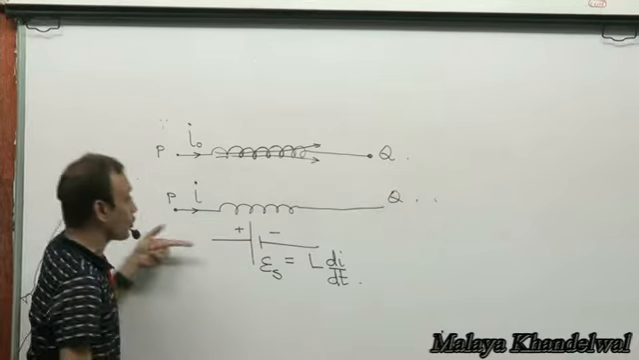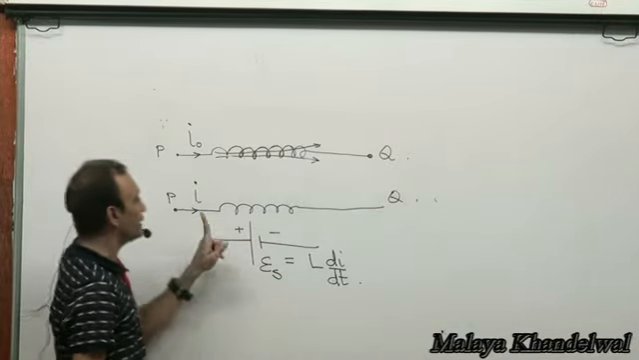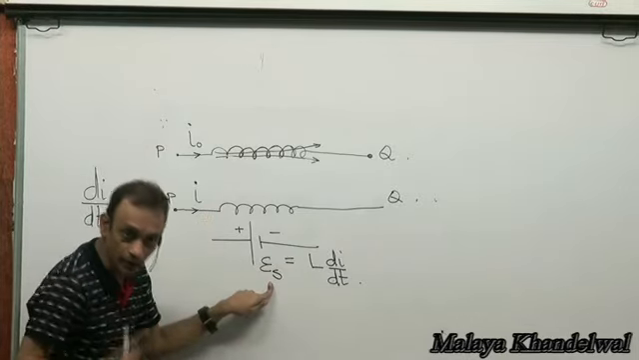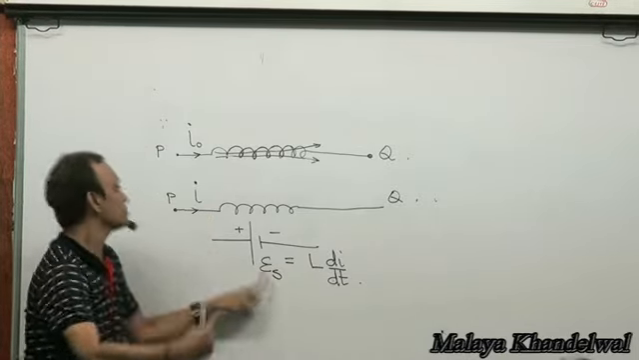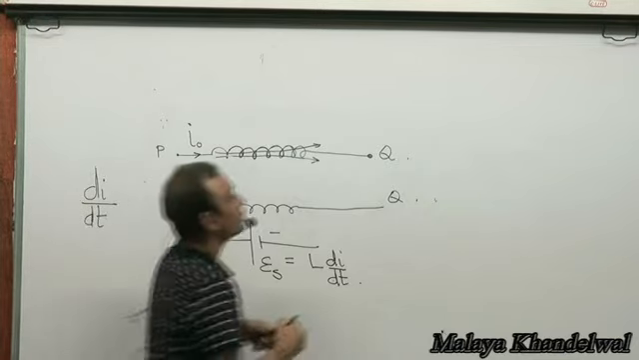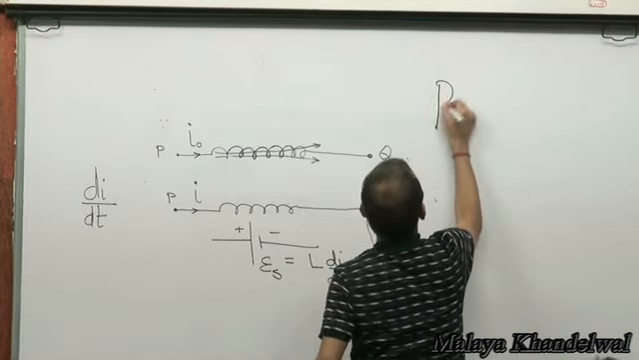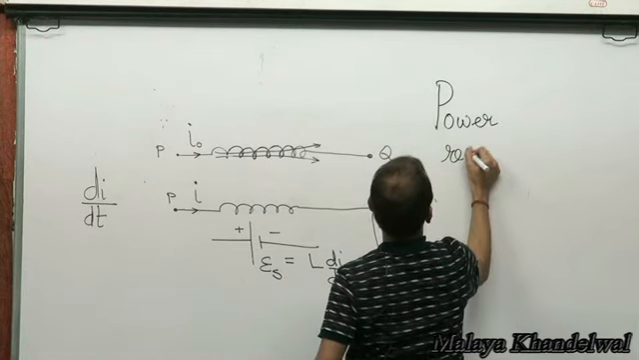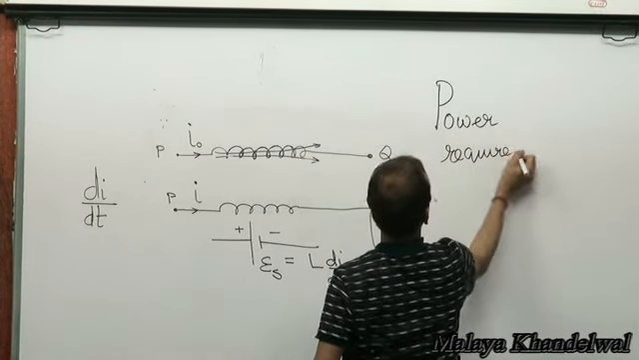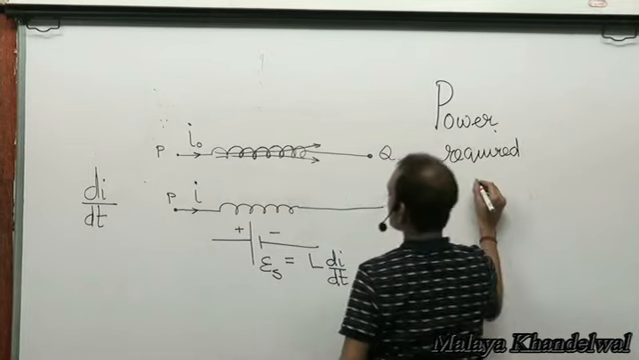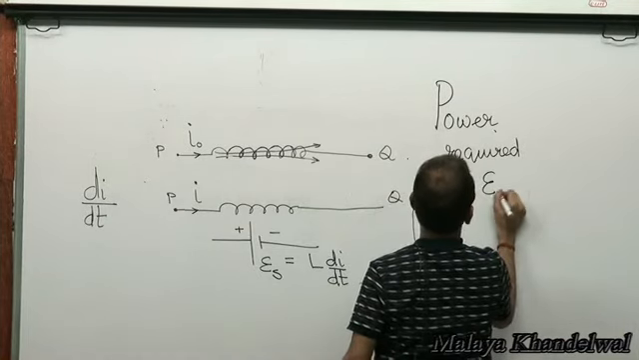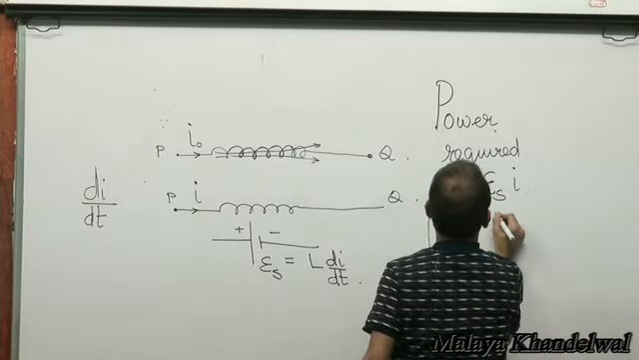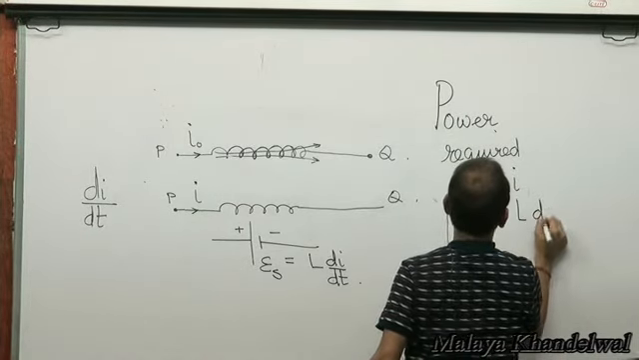So the power required to force I through this opposition is going to be V, the potential hindrance, into I. So the power required at this instant is going to be epsilon S into I. That's going to be the power required, which is I into L di/dt.